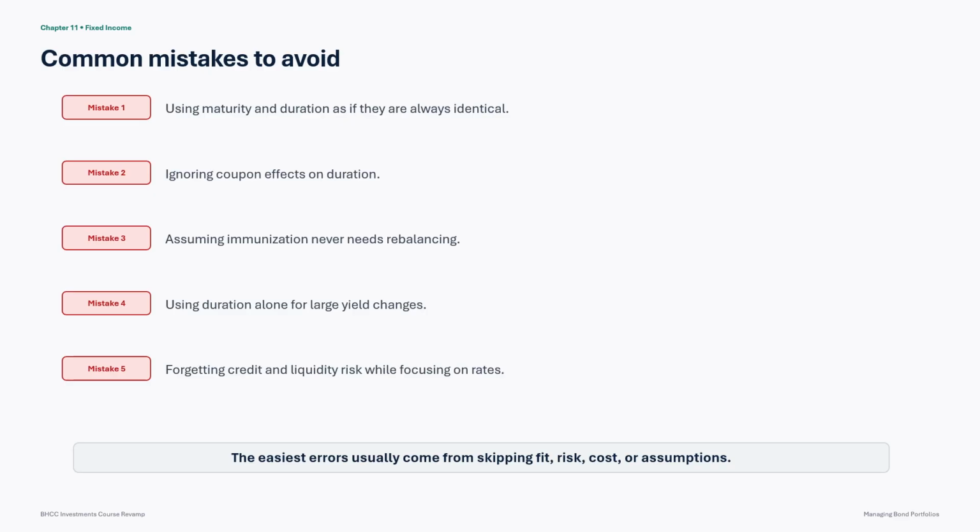Finally, do not confuse risk measurement with risk management. Knowing that a portfolio has a duration of 7 is useful. Deciding whether 7 is appropriate for the liability, benchmark, liquidity budget, and investor horizon is the actual work. The easiest errors come from skipping fit assumptions or the full balance sheet context.